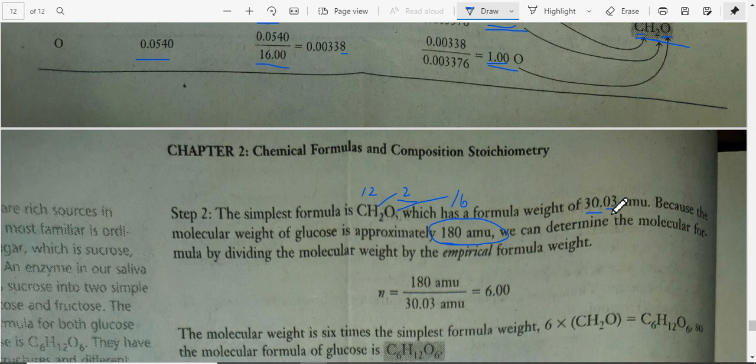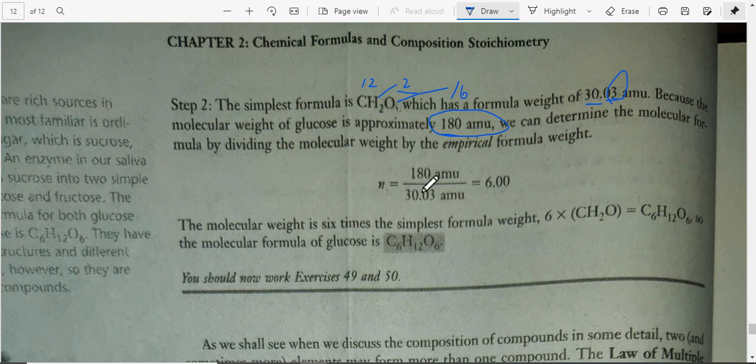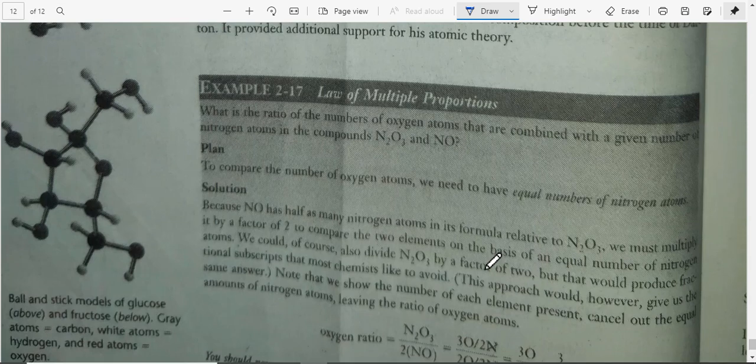So 180 divided by 30.03, you will have 6.0. This means your multiplying factor is 6 times CH2O. Therefore 6 times 1 is 6, times 2 is 12, times 1 is 6. Then you will get C6H12O6. Therefore, the molecular formula for glucose is this. So that is how simple it is.